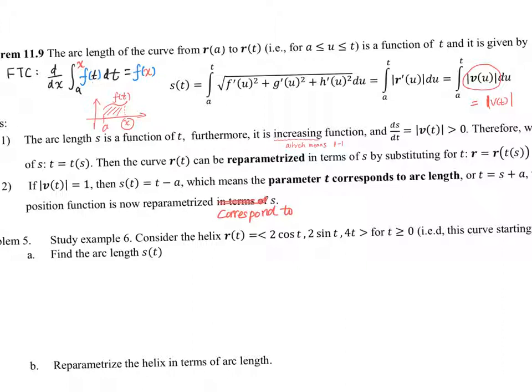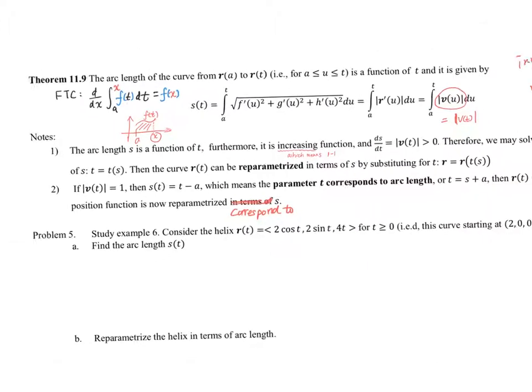So in other words, let's repeat one more time. When you hear the parameter t corresponds to arc length, that means for every unit time t change, there will be 1 unit arc length change.